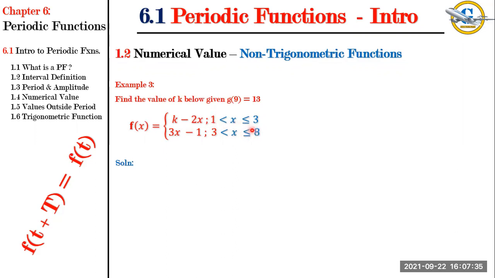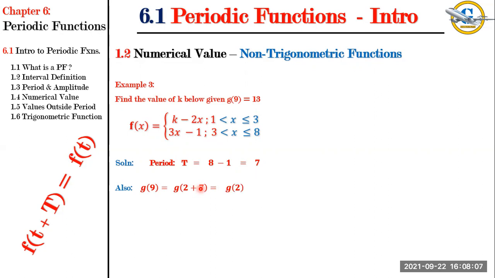The period of this function is going to be 8 minus 1, and that gives us 7. That's 7, right? Since 9 is above this interval, what do we do to obtain g of 9? You just subtract the period from 9. So g of 9 will be equal to g of 2 plus 7. But 7 is the period, so this is just going to be equal to g of 2.